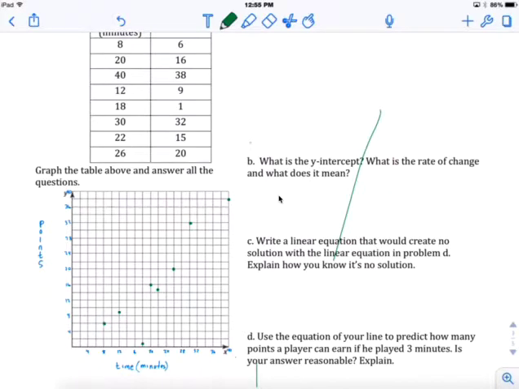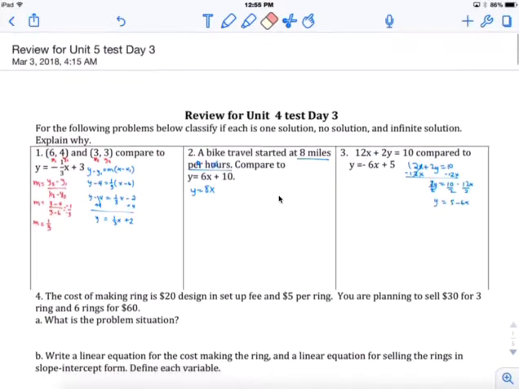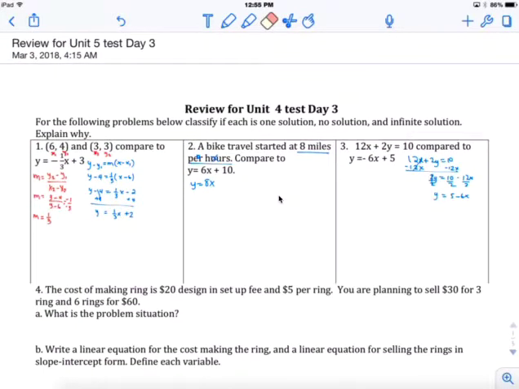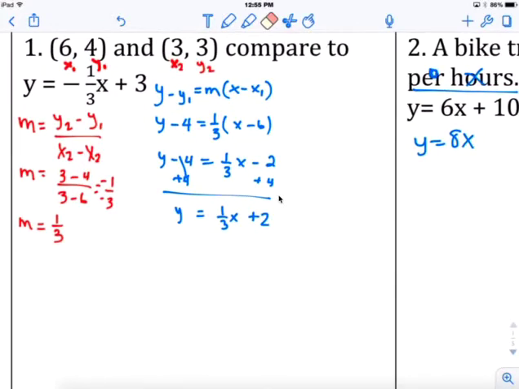Okay, this is your homework. Just in case I didn't do 1 through 3 in class, I did this. You have to find the rate of change for these. We did that with this formula right here. Got this answer. We know the rate of change is different.